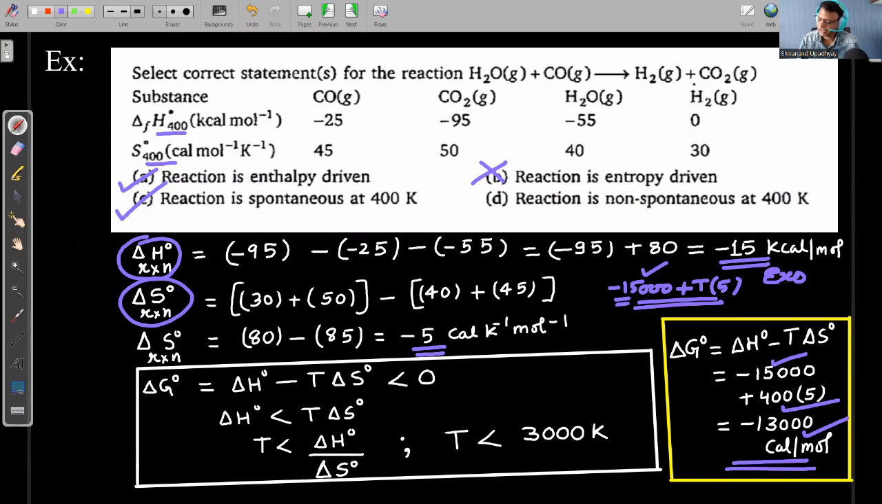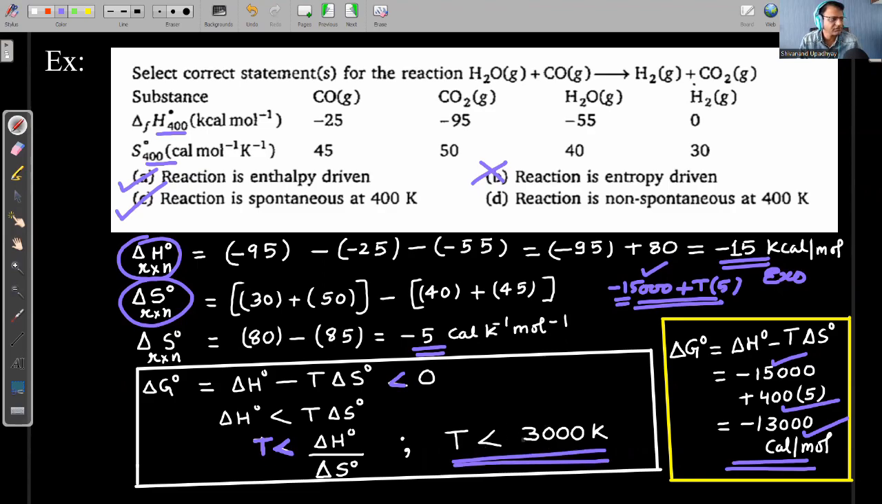So this is correct. Now, if they are asking in this question up to what temperature the reaction is spontaneous, then for spontaneity, delta H naught minus T delta S naught should be negative, and from there we'll calculate at what temperature it should be negative, right? Till what temperature it should be spontaneous. So by solving that, we'll get that till 3000 Kelvin, this reaction will be spontaneous.